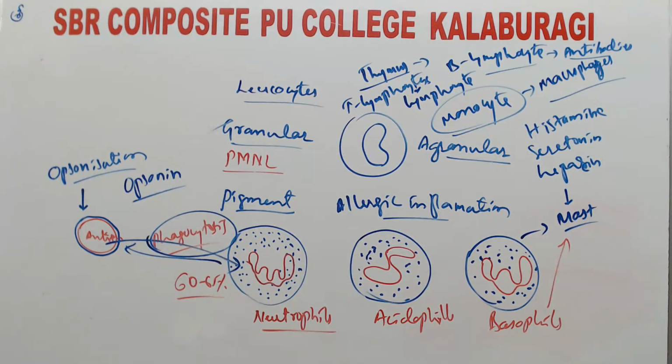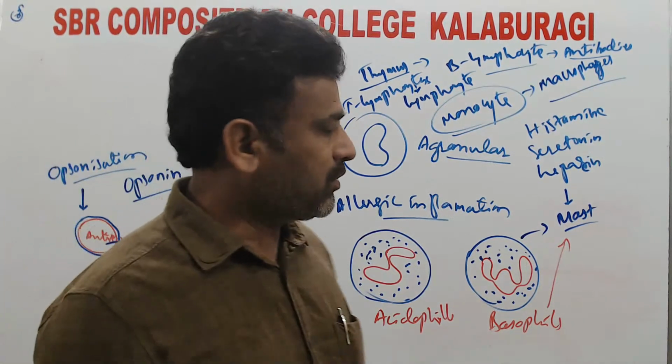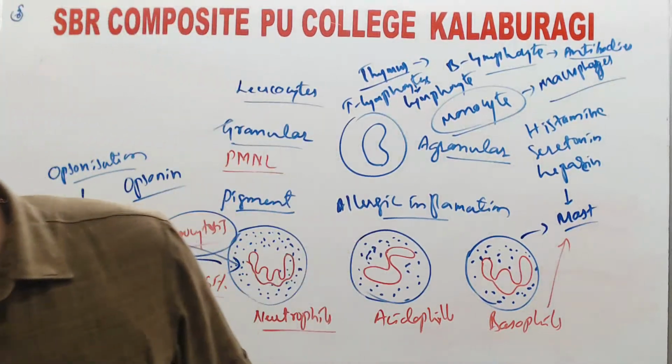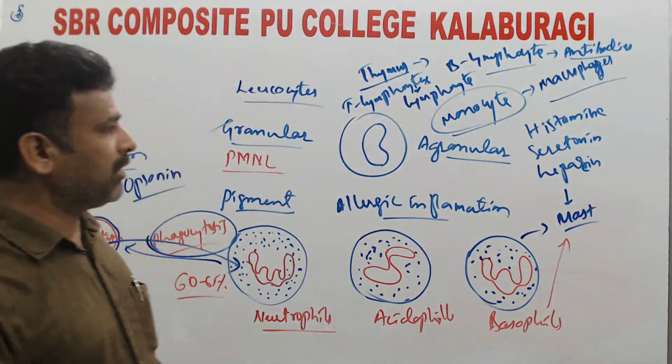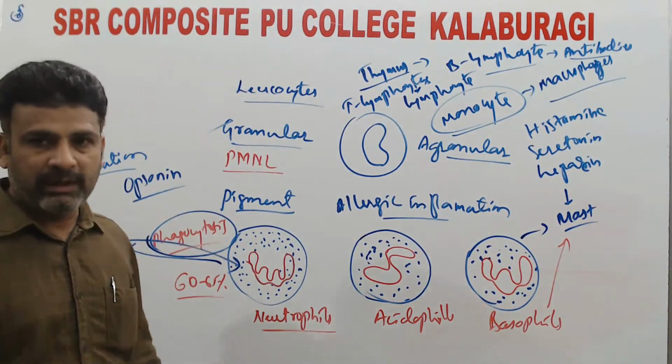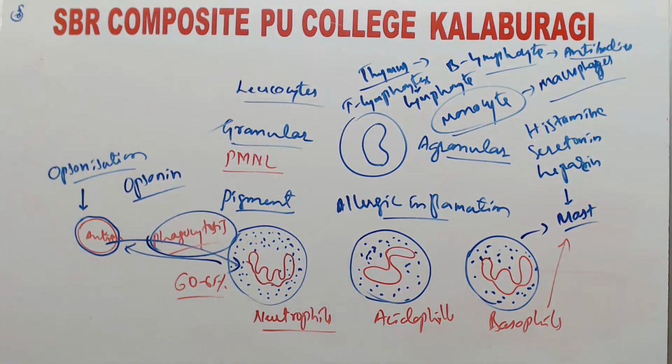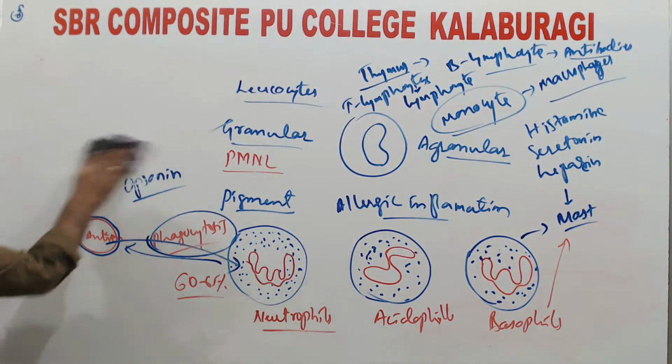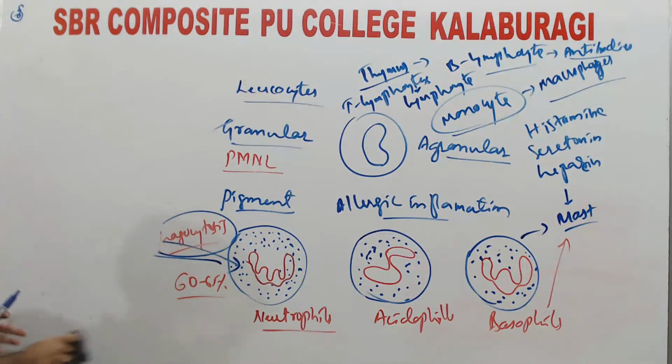Then Glisson's capsule. One of the students has asked about Glisson's capsule. Glisson's capsule is present around the liver lobule. It is a dense connective tissue layer present around the liver lobules.